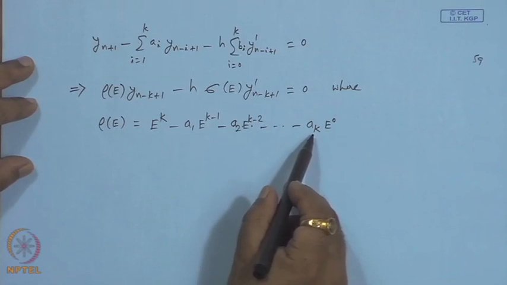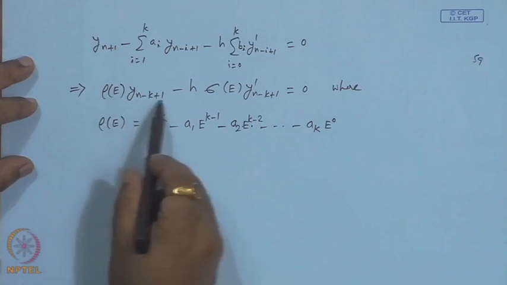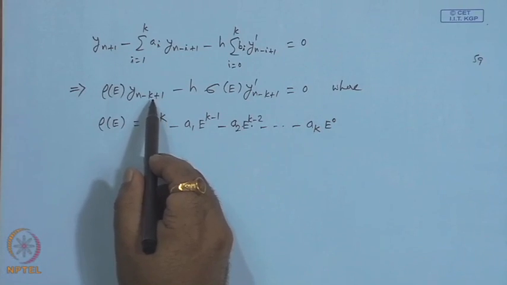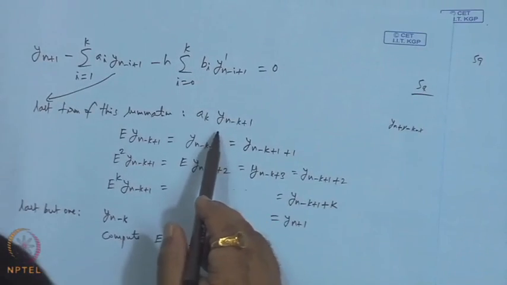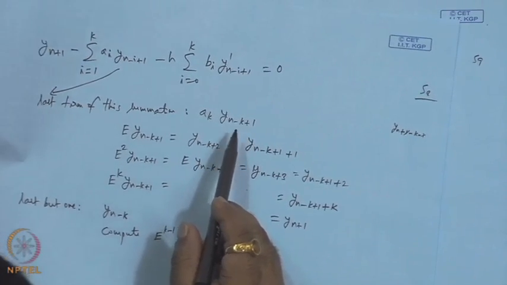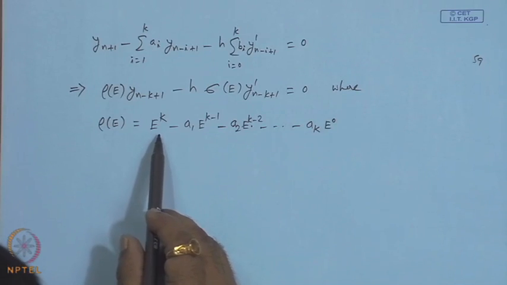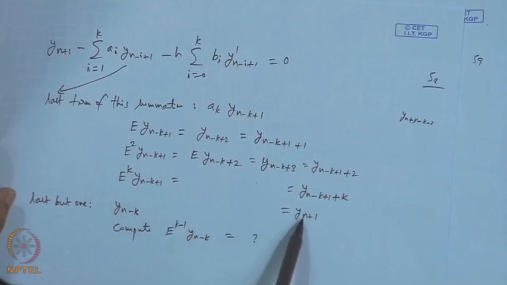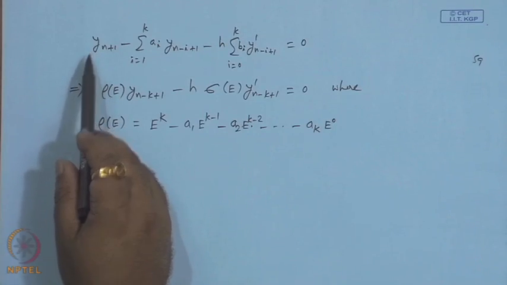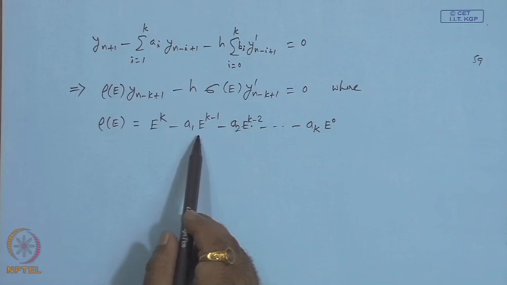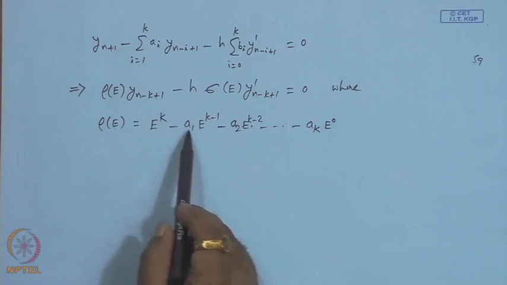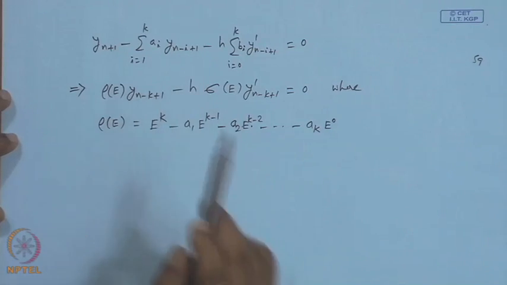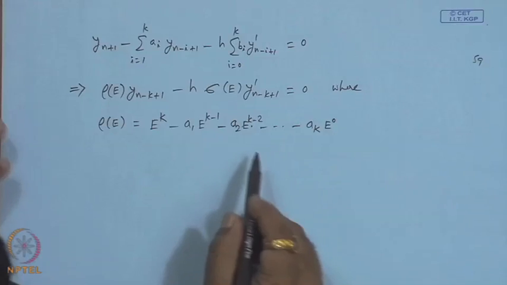Okay. Let us try to see. So, if you multiply on this, this is 1. So, minus a_k y_(n+1), which is the last term of the summation. Okay. For example, the first term E^k on y_(n-k+1) gives y_(n+1), and E^(k-1) with a coefficient a1 gives the y_n term. Okay. So on and so forth.